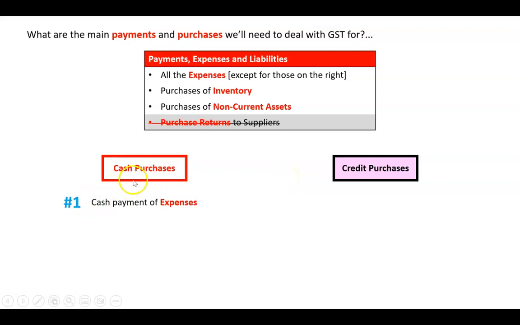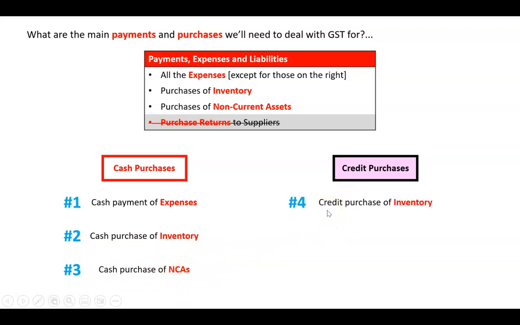The first one is, let's deal with the cash purchases. There's going to be cash payments of expenses. The second thing we'll deal with is cash purchase of inventory. The third thing is cash purchase of non-current assets, which we'll abbreviate to NCAs. And then with credit purchases, the only one we need to deal with in our course is credit purchase of inventory. In the real world, we might buy other things on credit besides inventory, but in our course, it's just inventory. So that's the only one we'll worry about. Let's go through them one by one.